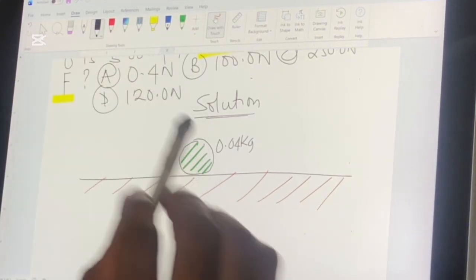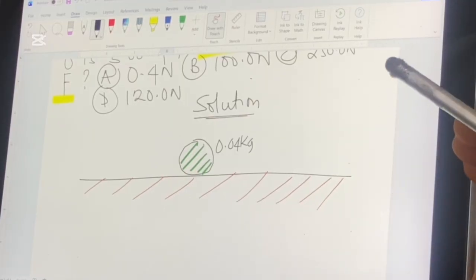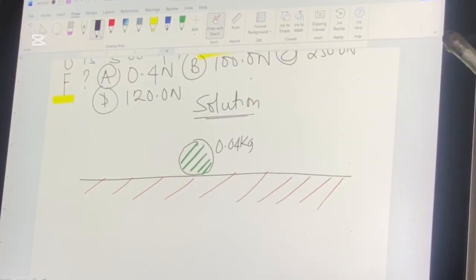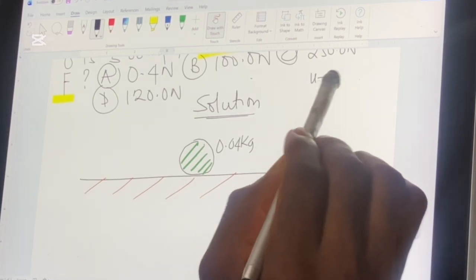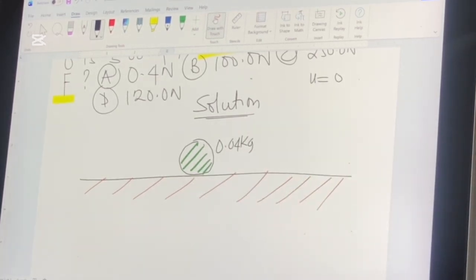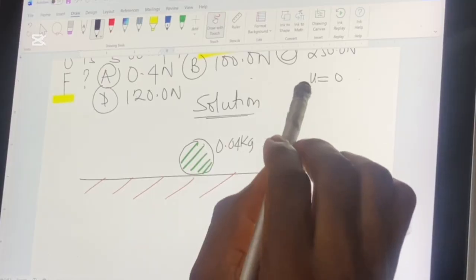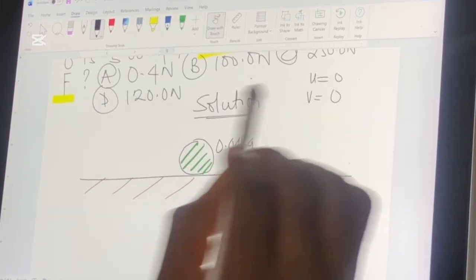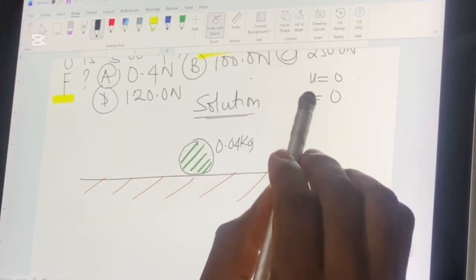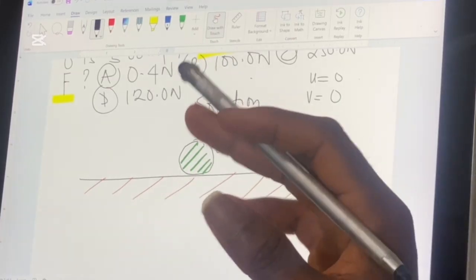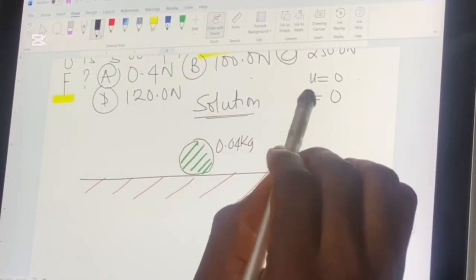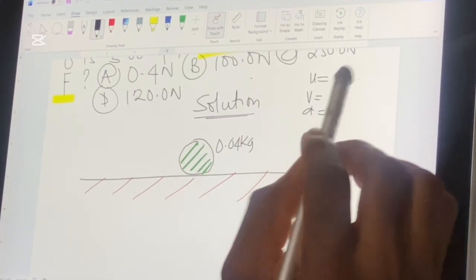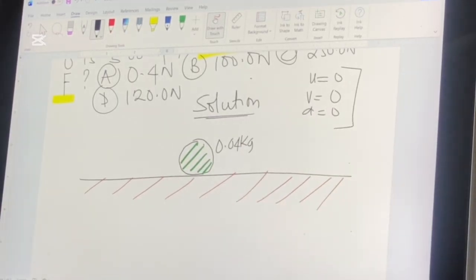Now, there's a statement that you should consider. Whenever they say that an object is at rest or an object starts from rest, it means that initial velocity is equal to 0. Now, when they say an object comes to rest, it means that v is equal to 0. Please consider this. Whenever they say an object moves in a constant velocity or uniform velocity, it means that a is equal to 0.